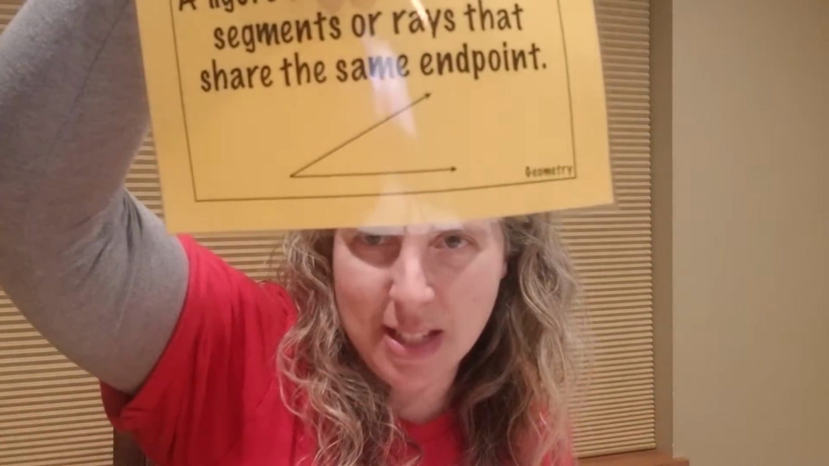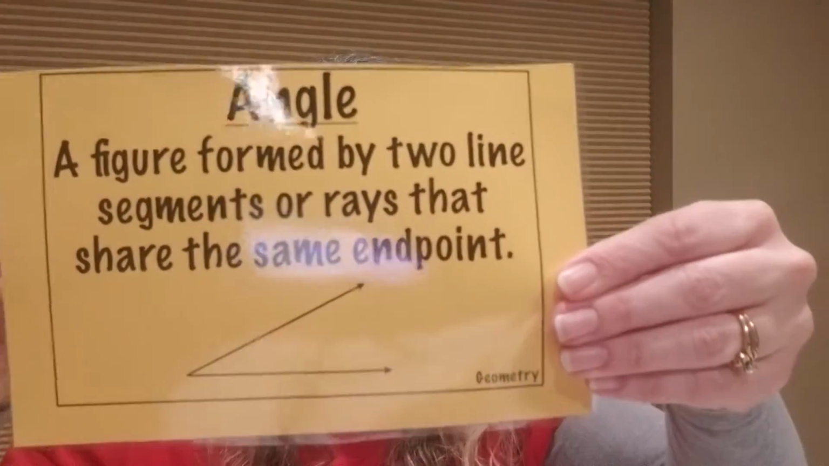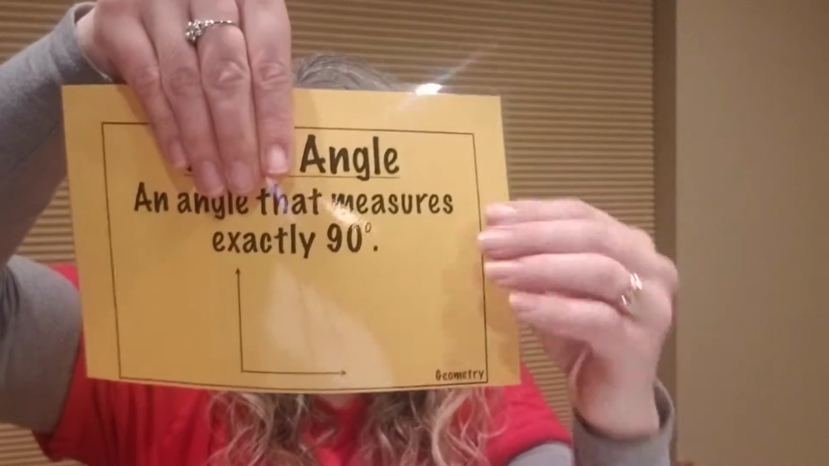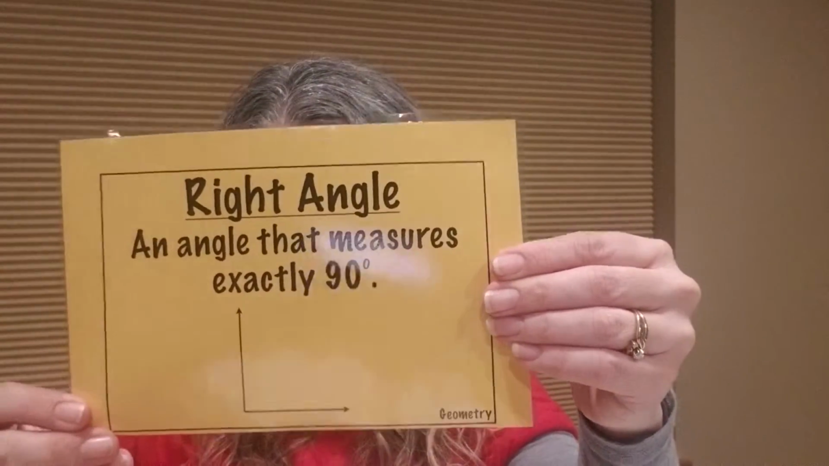Okay, what's a figure formed by 2 line segments or rays that share the same end point? What is that? Angle. What is an angle that measures exactly 90 degrees? Which angle is this? Right angle.